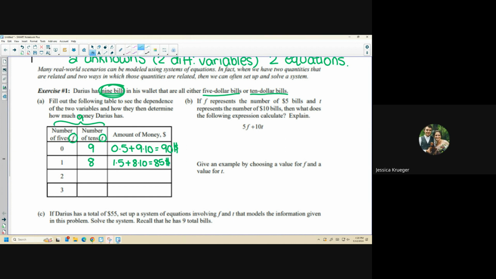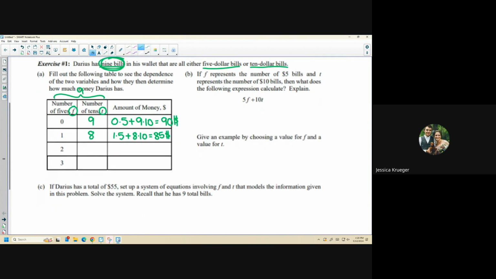If you'd like to go ahead and pause the video and finish filling in the table, you may do so. And I'm filling it in right now. If 3 are $5 bills, then the 6 remaining bills must be $10 bills. So you can see with 9 bills, there's a lot of different amounts of money that he could have.